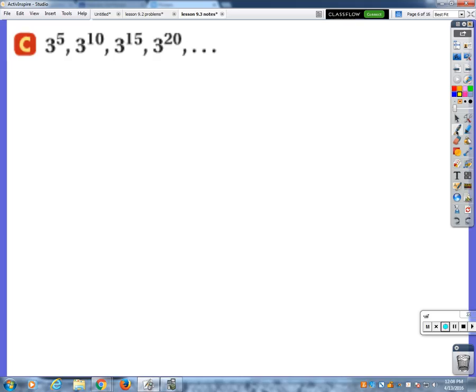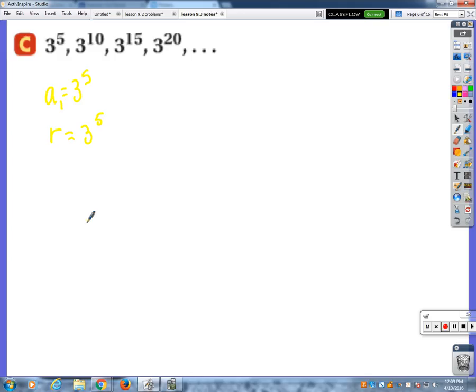So 3 to the 5th times 3 to the 5th is 3 to the 10th. 3 to the 10th times 3 to the 5th is 3 to the 15th. And then that times 3 to the 5th would be 3 to the 20th. So that actually is a geometric sequence with the first term 3 to the 5th, and the common ratio is also 3 to the 5th. Okay, does that make sense?